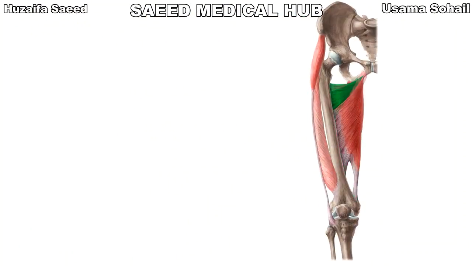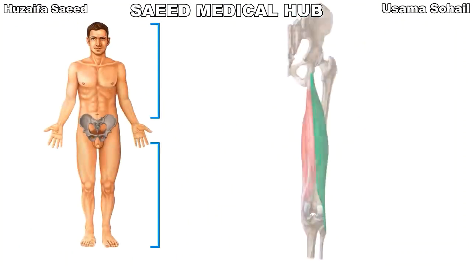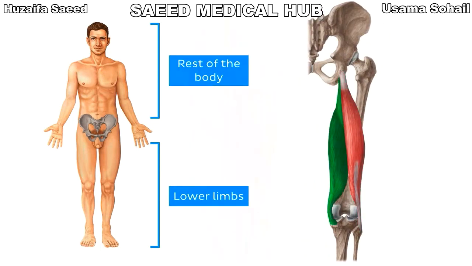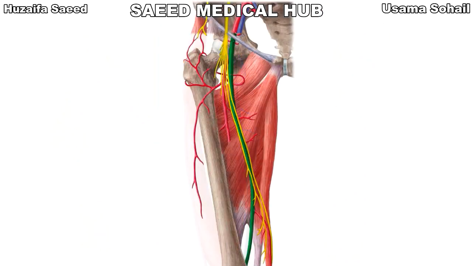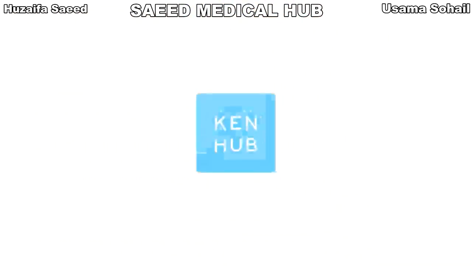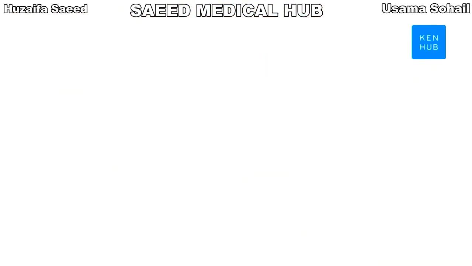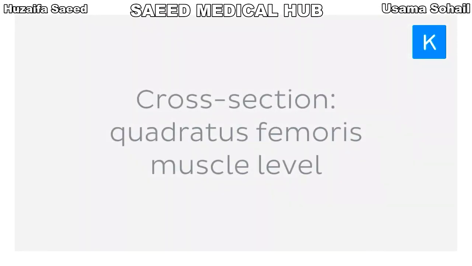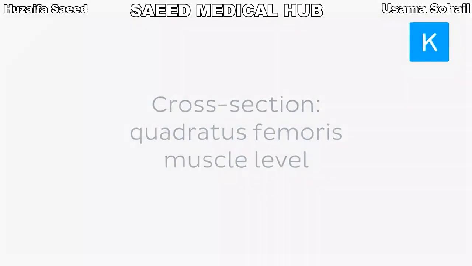Not only is it so crucial for our locomotion, but the hip joint is what connects our lower limbs to the rest of our body. So it's an important place where we find a number of nerves and blood vessels. In our tutorial today, we'll be exploring this region in detail and looking at all of these structures in cross-section at the level of the quadratus femoris muscle.